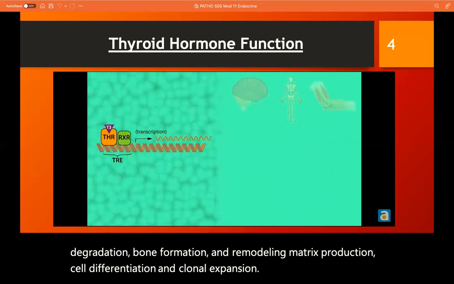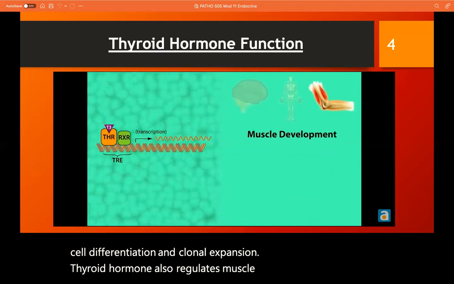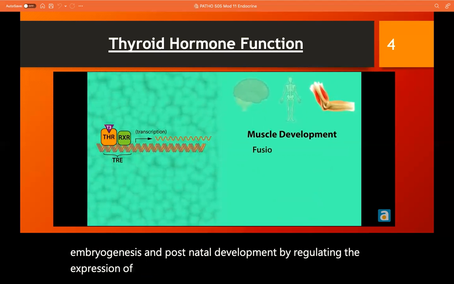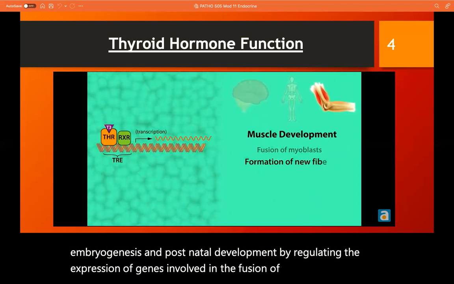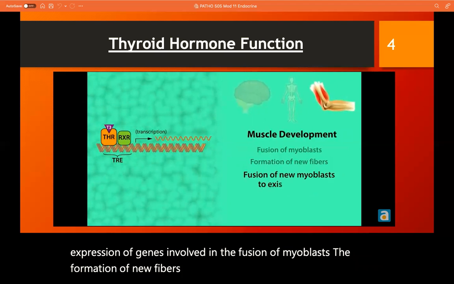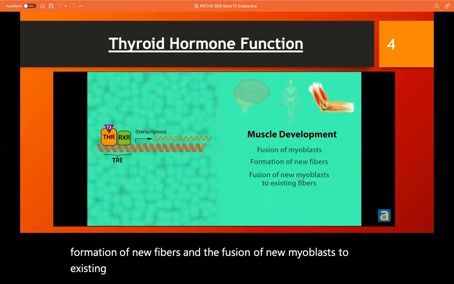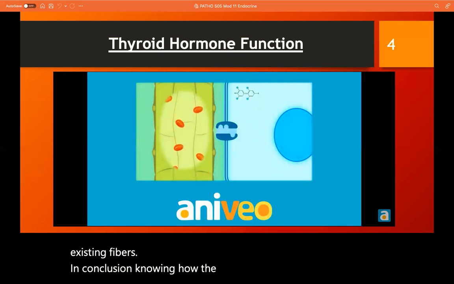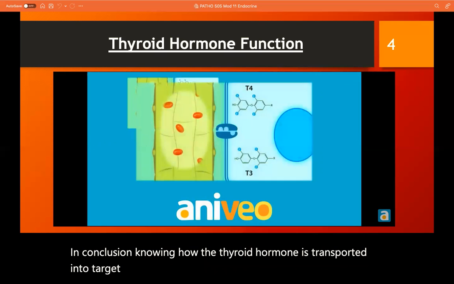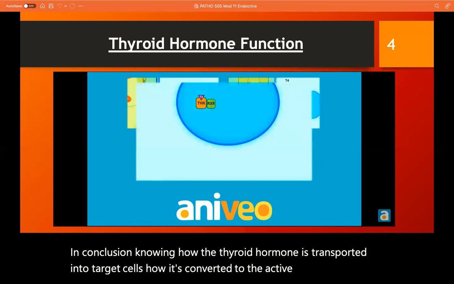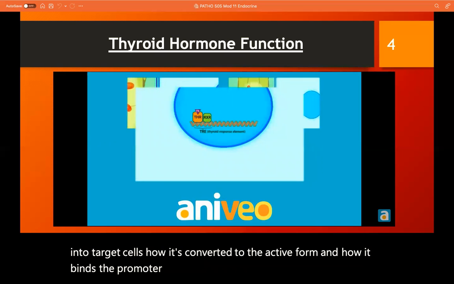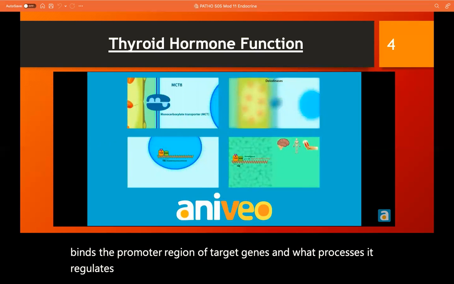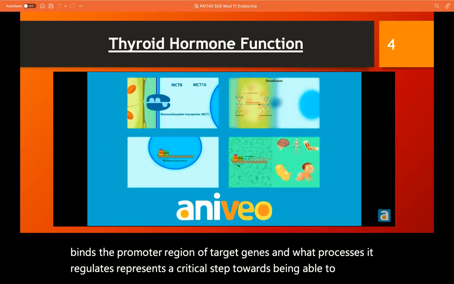Thyroid hormone also regulates muscle development during embryogenesis and postnatal development by regulating the expression of genes involved in the fusion of myoblasts, the formation of new fibers, and the fusion of new myoblasts to existing fibers. In conclusion, knowing how the thyroid hormone is transported into target cells, how it's converted to the active form, how it binds the promoter region of target genes, and what processes it regulates, represents a critical step towards being able to diagnose disorders involving thyroid hormone.